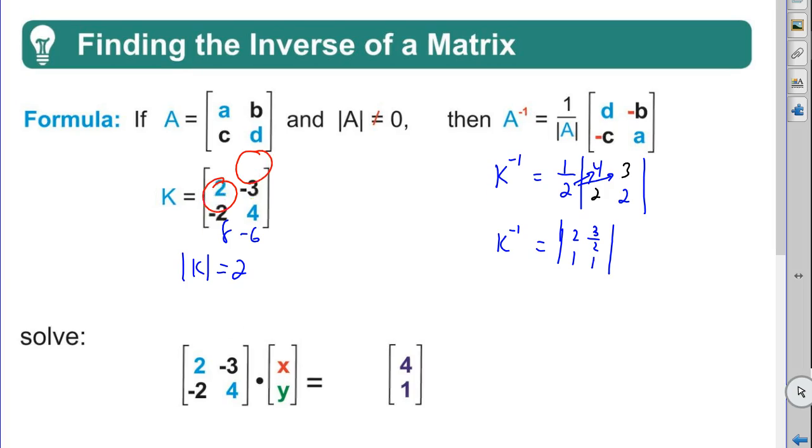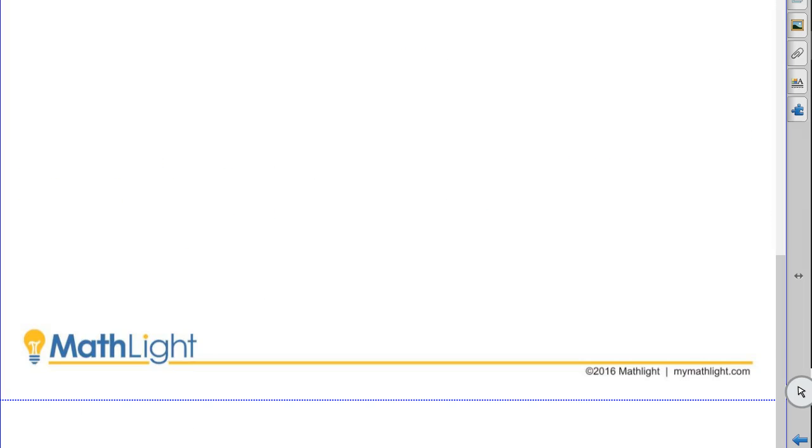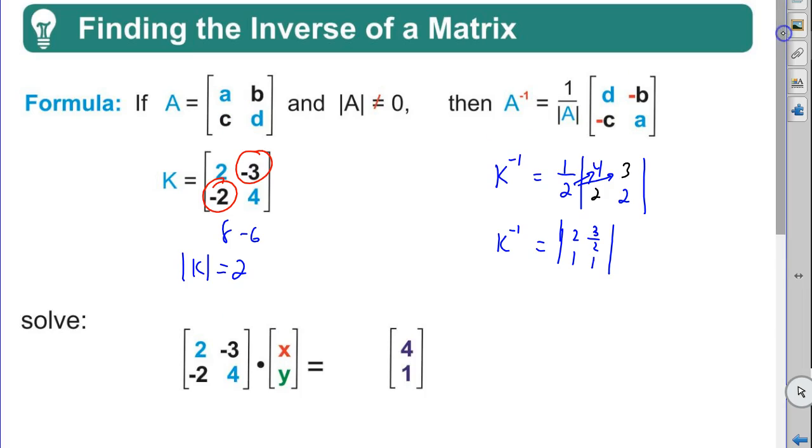So this is K, right here is K. And so I need its inverse because I want to multiply both sides by 1 over K. That will remove it from this side and put it on the other side. Well, what is 1 over K? It's the inverse. So look what I get: 2, 3 halves, 1, 1. And now I'm down to XY.